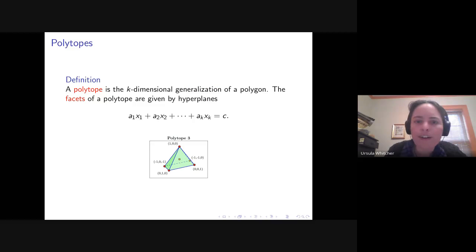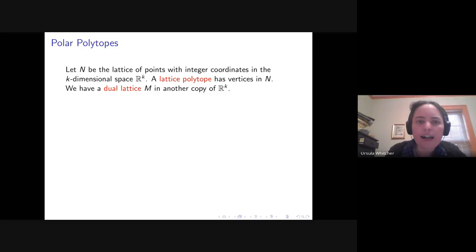So we're going to take a polytope in, generally, as many as k dimensions, that has facets that are given by certain hyperplanes. And we're going to take two lattices. A lattice of points with integer coordinates in R^k, which we'll call N, and then we'll have a dual lattice in another copy of R^k.